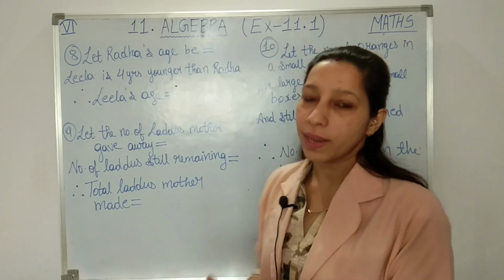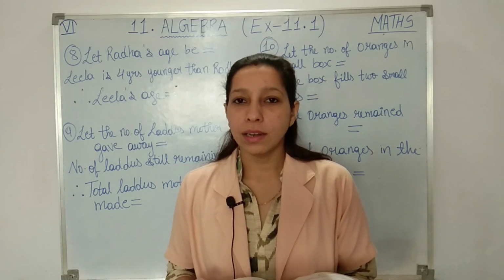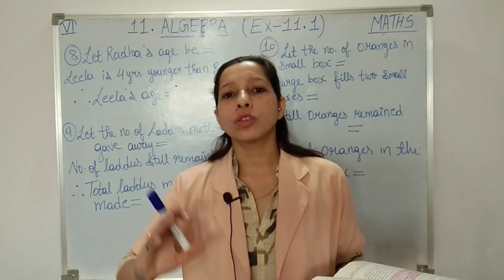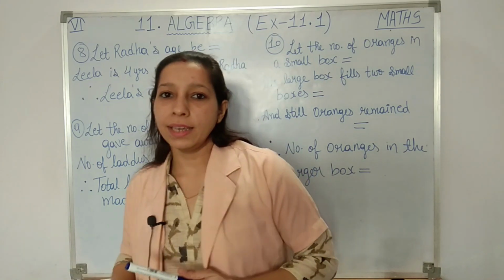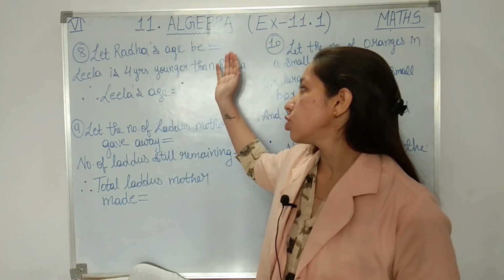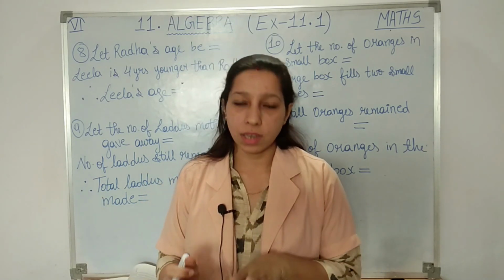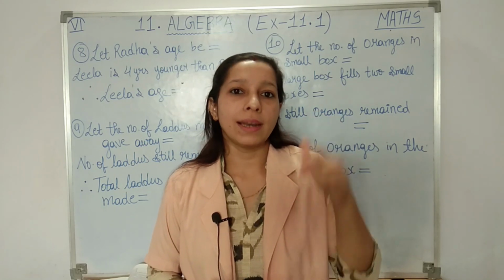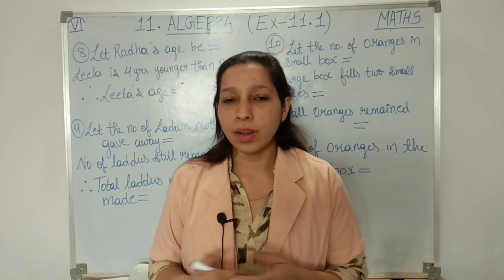So students, question number 8 in your textbook. Leela is Radha's younger sister. Leela is 4 years younger than Radha. Suppose Radha is 20 years, what will be Leela's age? We know that Leela is 4 years younger than Radha. So if Radha's age is 20 years, 20 minus 4 is 16. So the age of Leela will be 16 years.